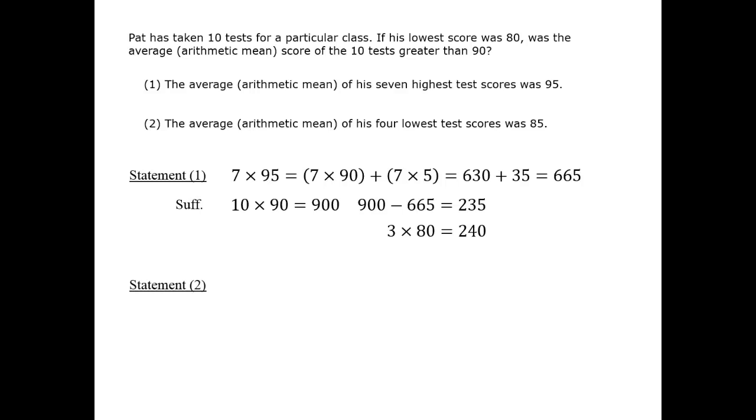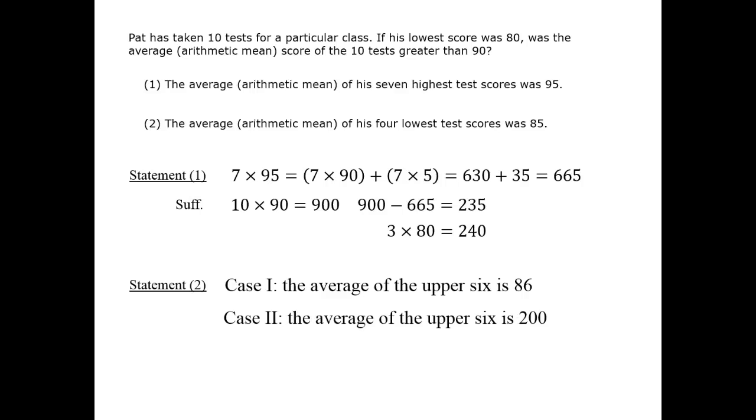Statement 2 gives us less information because we know nothing about the top range of these numbers. The average of the lower 4 numbers is 85. In one possible case, the upper 6 could average to 86, and in that case the answer to the question is no. The average of all the tests is lower than 90.